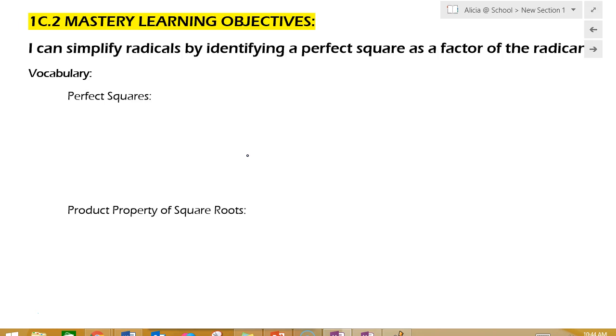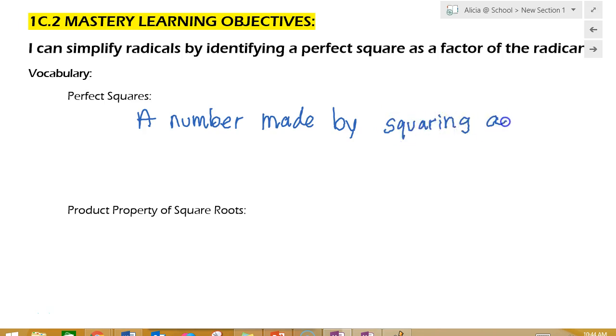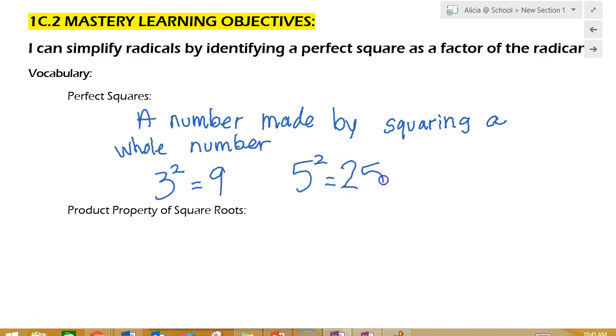A perfect square is a number made by squaring a whole number. So a perfect square could be any number multiplied by itself, 2 times. An example can be 3 squared. Well, 3 times 3 is 9, so 9 is a perfect square. 5 squared means 5 times 5, so 25 is a perfect square.